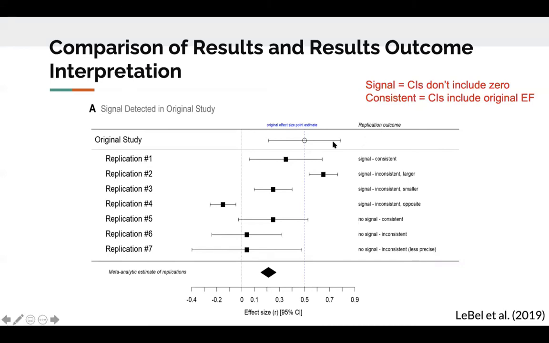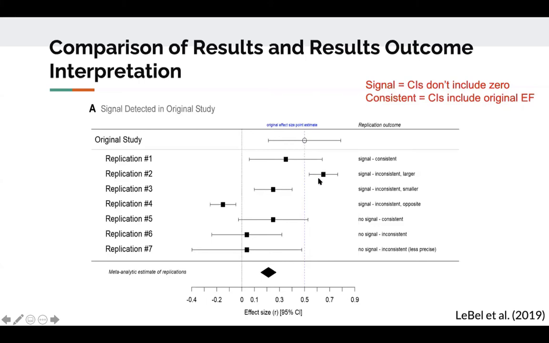Basically, having a signal means that the CIs don't include 0 or null. And it's considered consistent if the confidence intervals include the original effect size, so this line. As you can see, there are 7 replications. The first replication is considered signal consistent because the confidence intervals don't touch the null line, and it's consistent because it overlaps the original effect size.